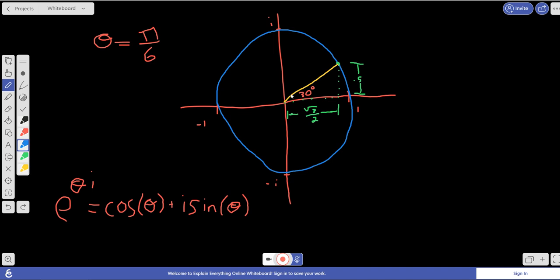So cosine of 30 will get you radical 3 over 2. Sine of 30 will get you 1/2, or 0.5. But again, this is in the complex plane, so radical 3 over 2 is your real portion, and 1/2 is on the imaginary axis, so it's going up 1/2 i. And there you go. You have your complex number of radical 3 over 2 plus 1/2 i.